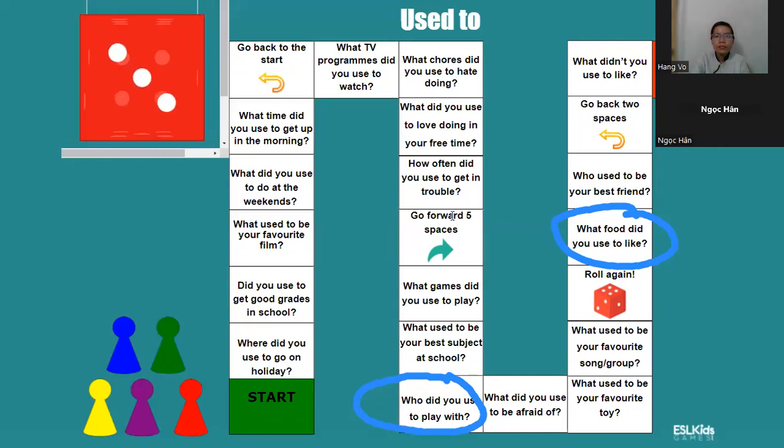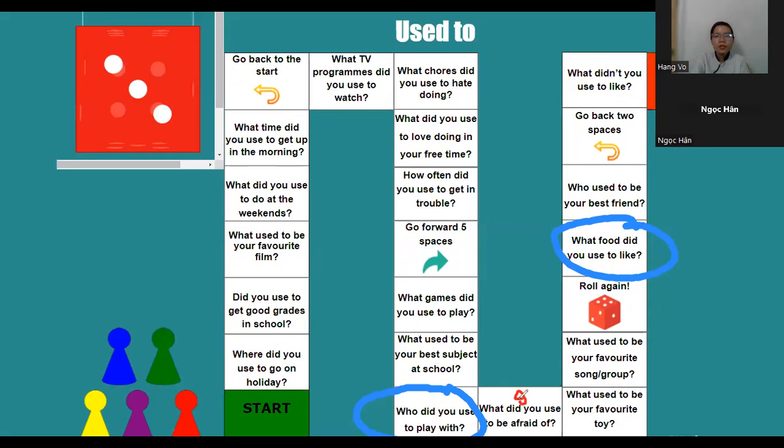Oh, three, okay. Okay, this one. 1, 2, 3. What did you use to be afraid of? Okay, this is an interesting question. So, you know, I used to be afraid of funerals a lot. Funerals. I don't know why. I was just really scared of funerals and seeing the coffins and stuff.